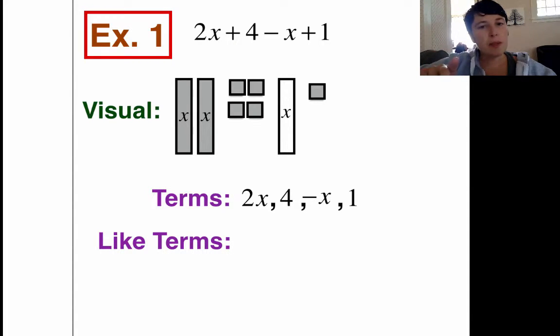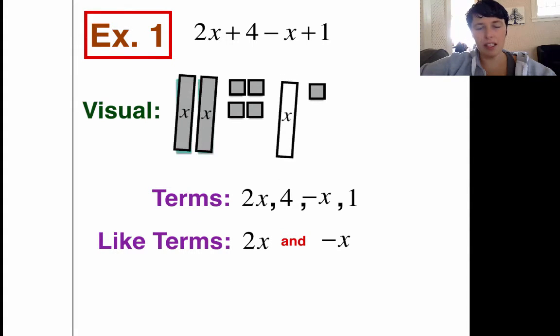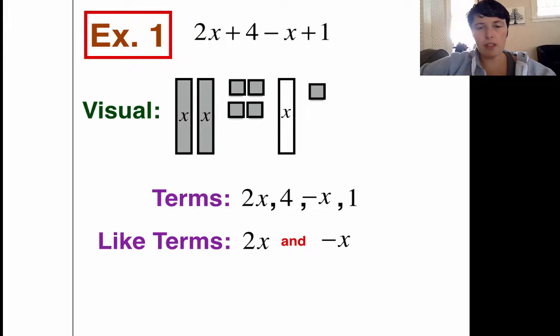The like terms are the ones that match, the ones that are the same algebra tiles. So for instance, 2x and negative x are the exact same tiles. One of them's just flipped over on the red side. So those are like terms. What about the 4 and that 1 tile? If you look at the picture, those are the same tiles. So they are also like terms.